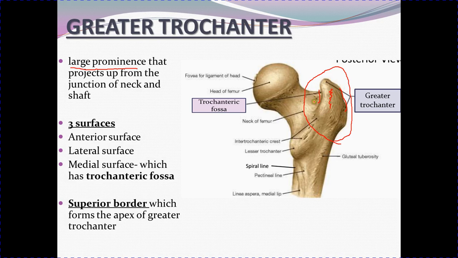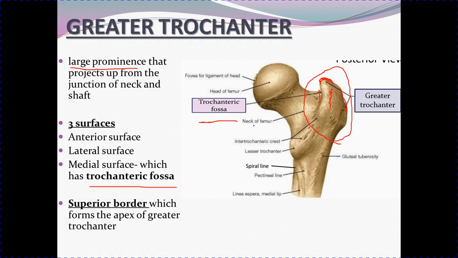The medial surface has a depression, a fossa, which is called the trochanteric fossa. The greater trochanter has a superior border. This superior border forms the apex of the greater trochanter.